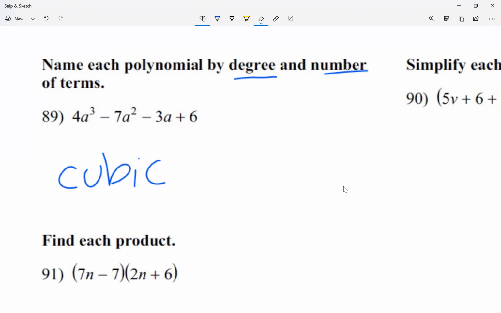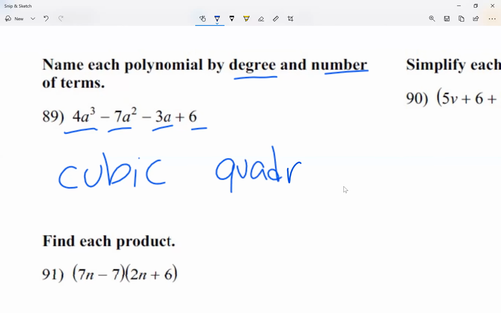And then by the number of terms, let's see, there's 1, 2, 3, 4. Remember, terms are those things separated with a plus or minus. So there's 4 terms. And again, I gave you guys a list at the very beginning of the unit. A polynomial that has 4 terms, we're going to call that quadnomial. Again, you should have that at the beginning of this unit. Okay, that's it. By degrees is cubic, by number of terms is quadnomial, so cubic quadnomial.